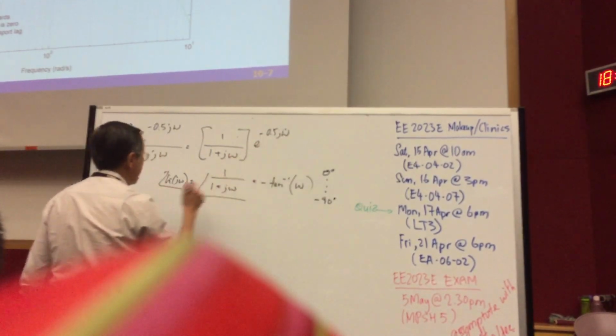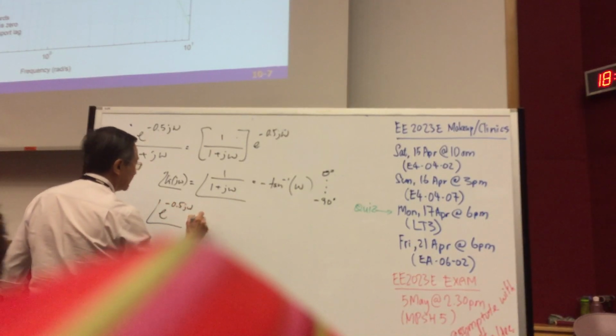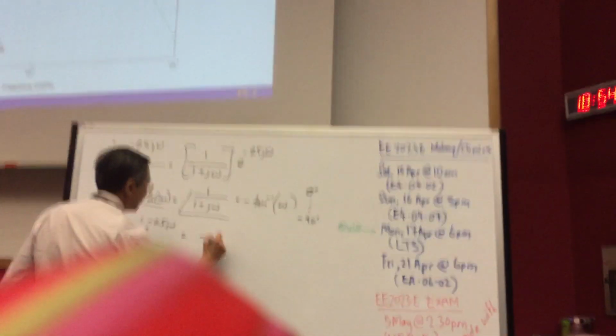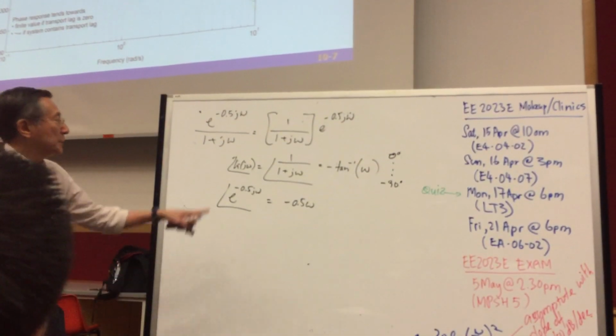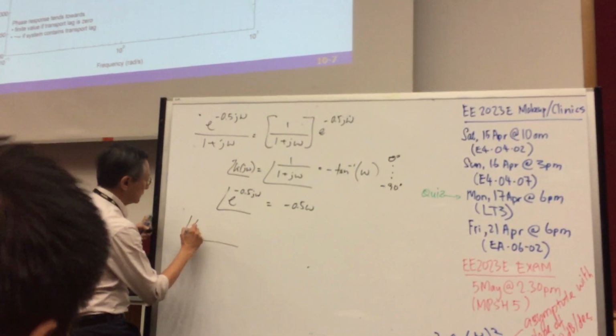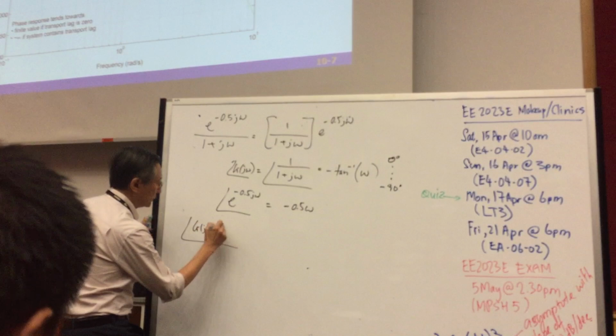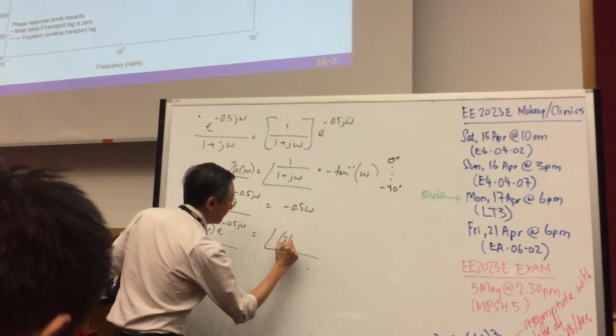Now this guy here, the phase of e to the minus 0.5 j omega. So when you combine the two of them together, it will be this guy.